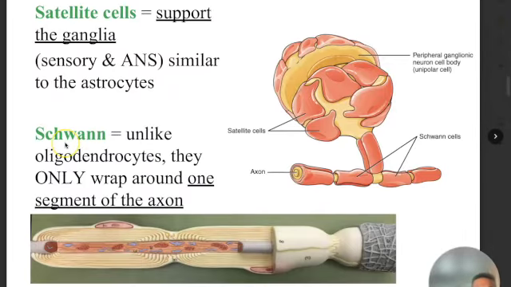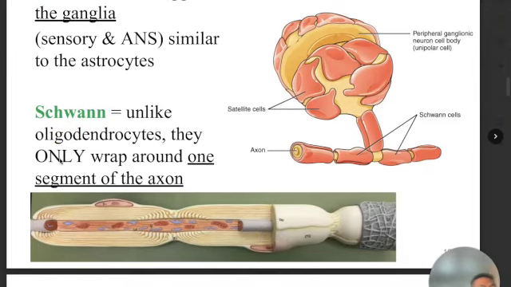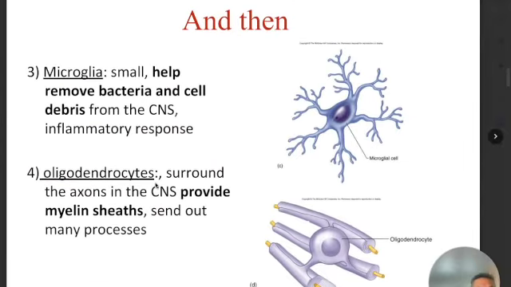Schwann cells, which wrap around and insulate also the axon. Okay, Schwann cells, unlike oligodendrocyte, they only wrap around one segment of the axon. Okay, one segment.